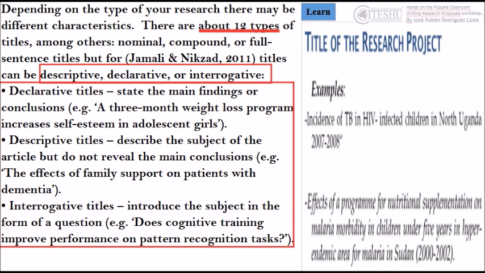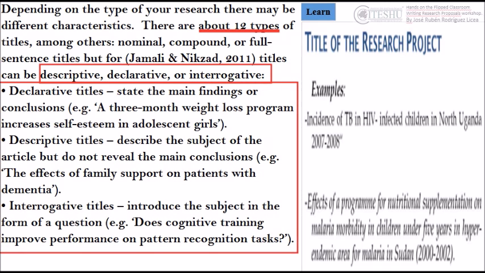Declarative titles state the main findings or conclusions, e.g. a 3-month weight loss program increases self-esteem in adolescent girls. Descriptive titles describe the subject of the article but do not reveal the main conclusions, e.g. the effects of family support on patients with dementia. Interrogative titles introduce the subject in the form of a question, e.g. does cognitive training improve performance on pattern recognition tasks?